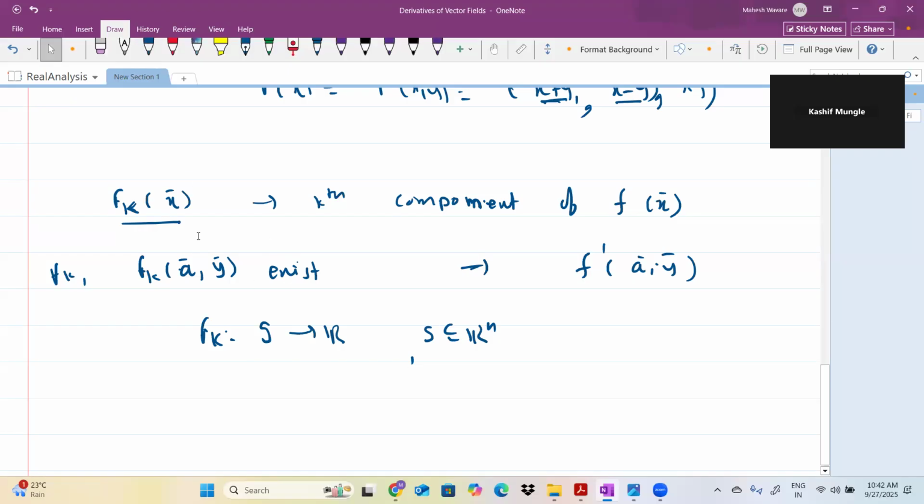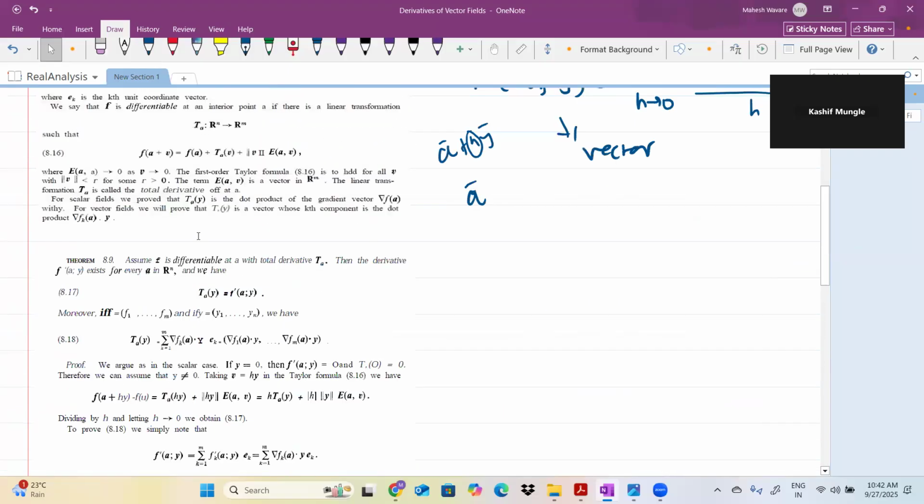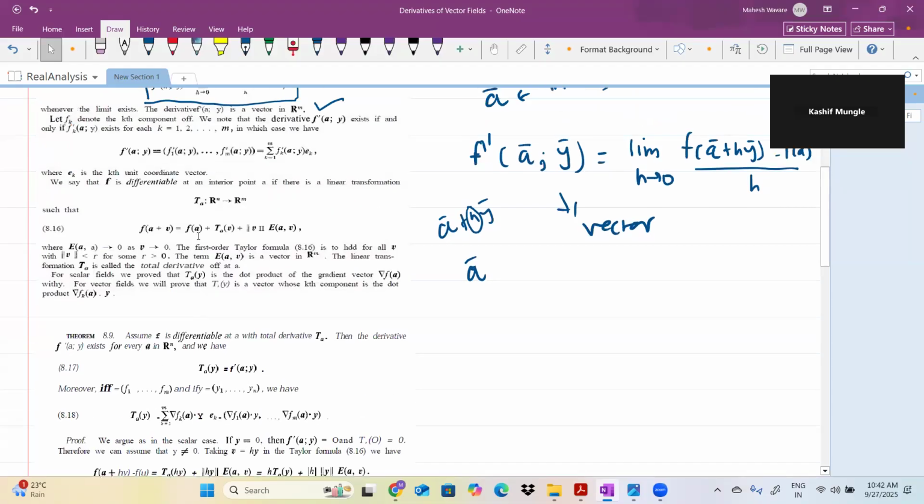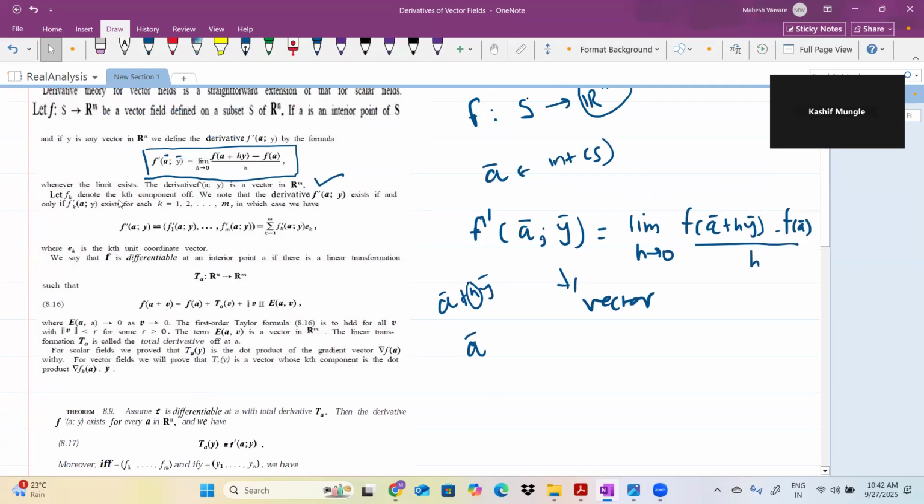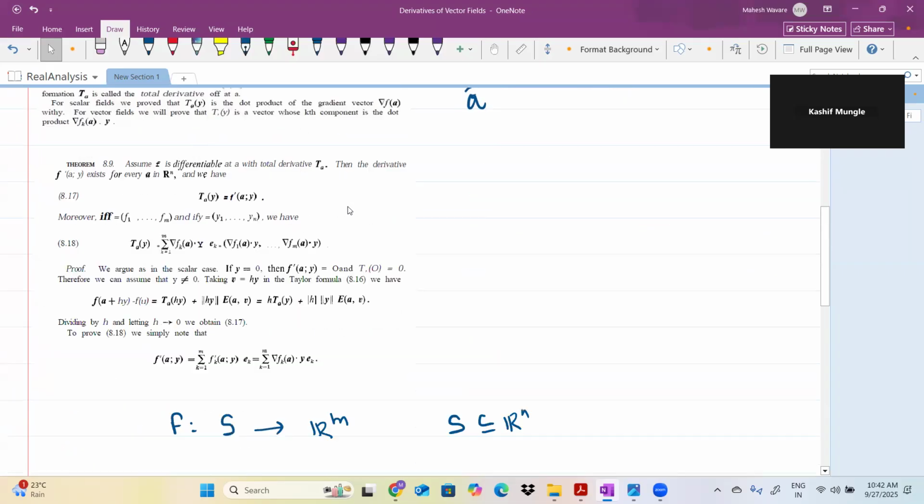So like the scalar case, as we discussed in the earlier lecture on the derivative of a scalar field, if each component's derivative exists, then its derivative exists. The statement mentioned here: fk is the kth component of it, and we note that this derivative exists if and only if every component's derivative exists, for k equal to 1 to m. So in this case, how do you write it?